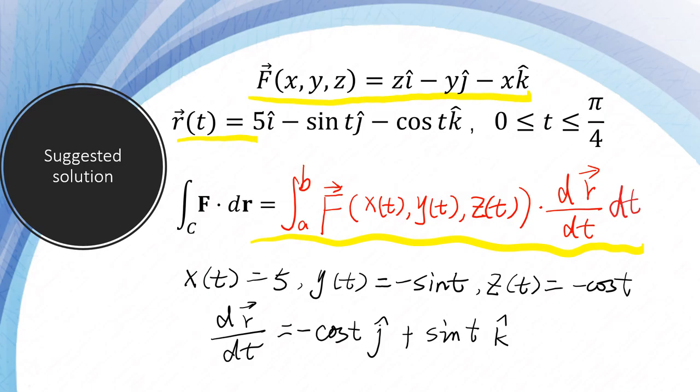So next we need to find x(t), y(t), and z(t). It's easy: x(t) equals 5, y(t) equals minus sine t, and z(t) equals minus cosine t. Then after that, we can get dr over dt. Dr over dt is negative cosine t in the direction of j plus sine t in the direction of k.